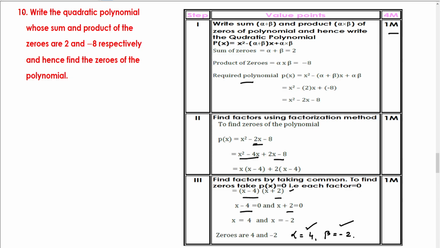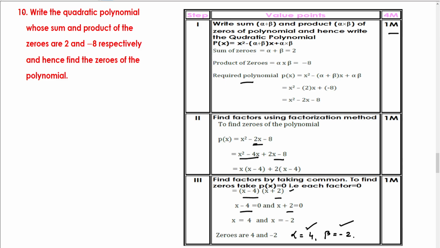Let us move on to the next one. Problems on polynomials. Okay, the fourth one is a polynomial question. Write the quadratic polynomial whose sum and product of the zeros are 2 and minus 8 respectively, and hence find the zeros of the polynomial. Carefully learn. You can solve them easily for 3 marks.